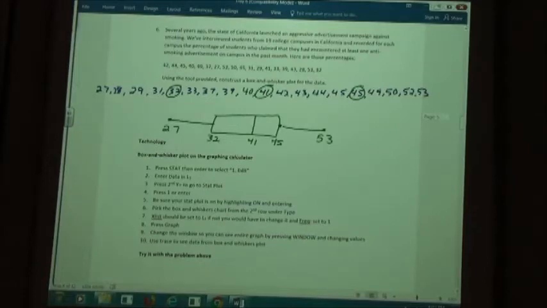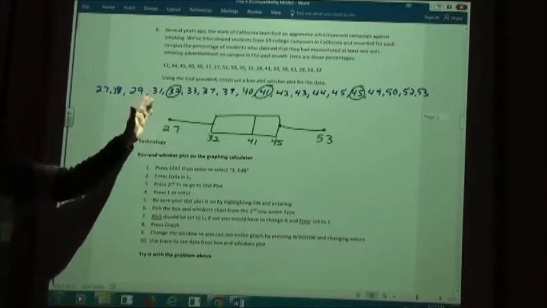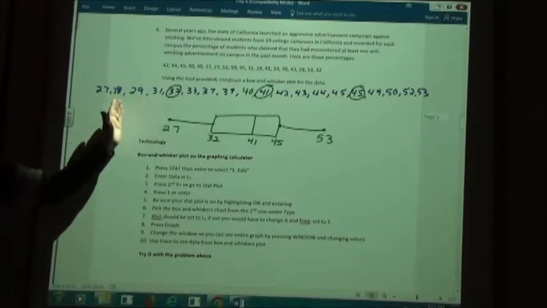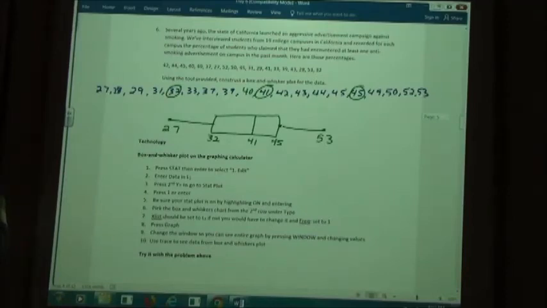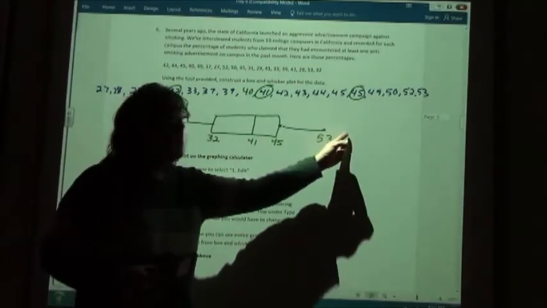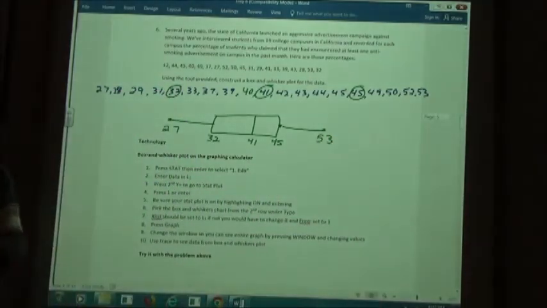So let's change our window so things fit nice. I'm going to hit window on mine. My X minimum, let's put our X minimum at 25 so that it's not right in the end, but it's somewhere close. So 25 sounds good. Our X maximum, let's go to 55 so that our thing fits in there. Our scale, well, let's just use 5. That sounds good.